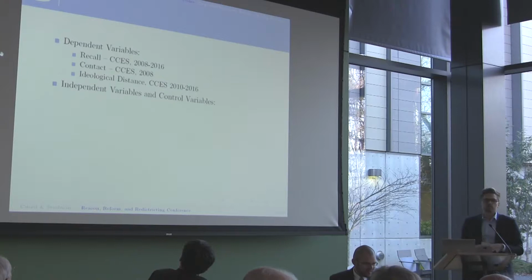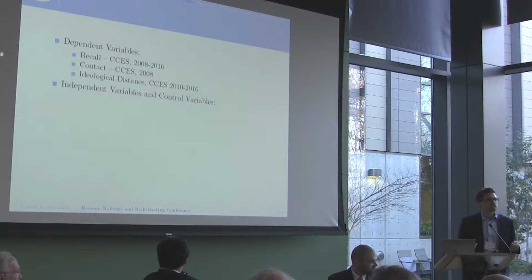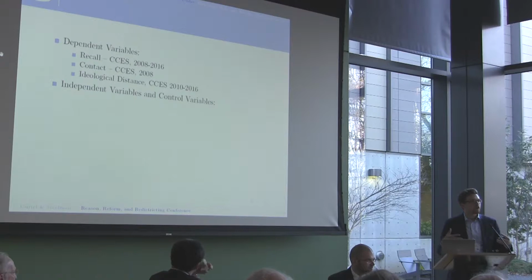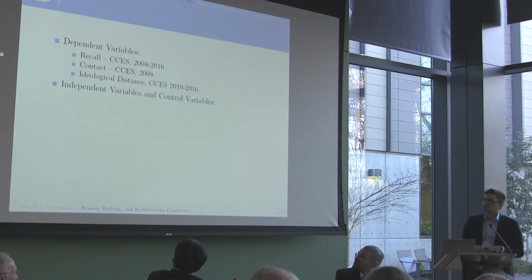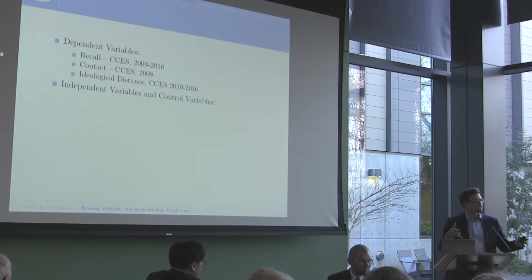And so, lucky for us, the CCES, which is a common survey used in political science, over the last 10 years asked some of these questions. And alongside individual responses, they also gave us their zip code. So we were able to ask, what's happening to people who live in these split zip codes? The CCES asked whether you recall your member and whether you've contacted your member. They also asked individuals to place themselves on a 7-point ideological scale, from most conservative to most liberal, and to rate where their member of Congress was on that same scale.